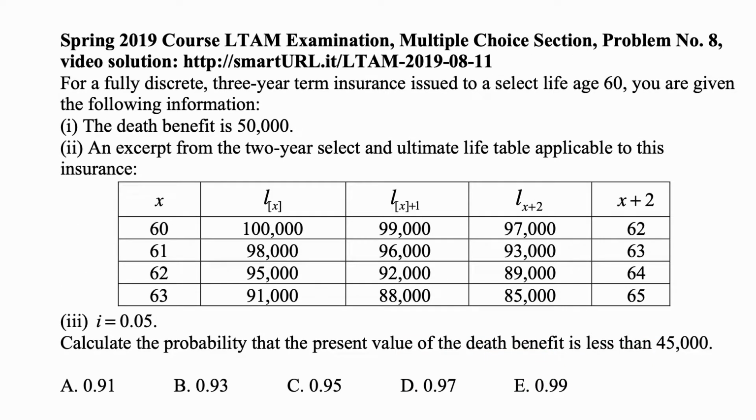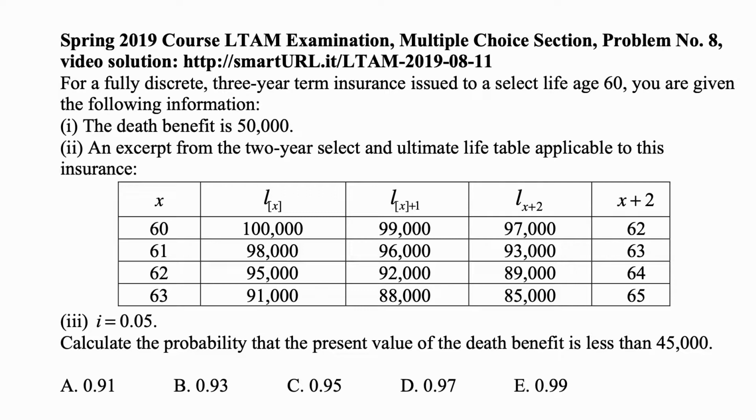Here's a problem for today for exam LTAM from the multiple choice section of the last spring 2019 exam LTAM, problem number 8 from the multiple choice section. For a fully discrete 3-year term insurance issued to a select life age 60, you are given the following information. The death benefit is $50,000.